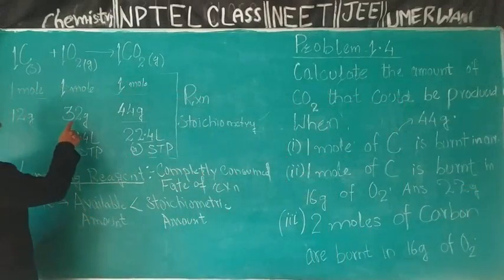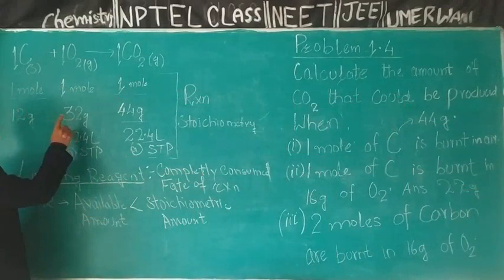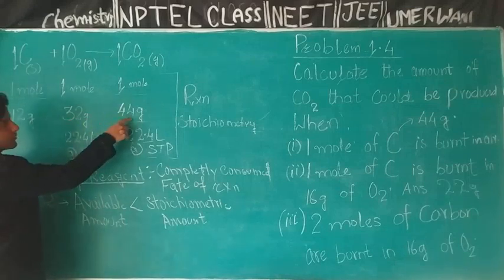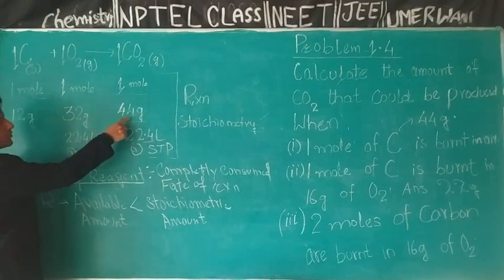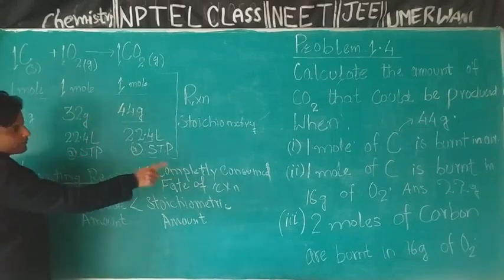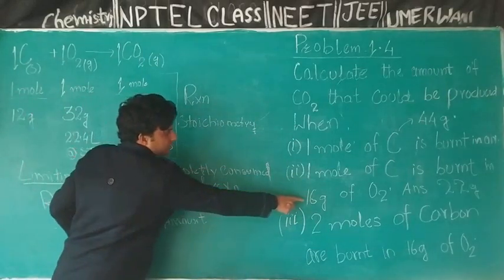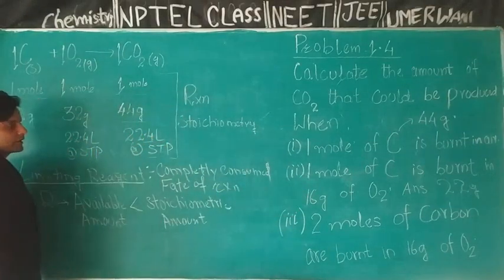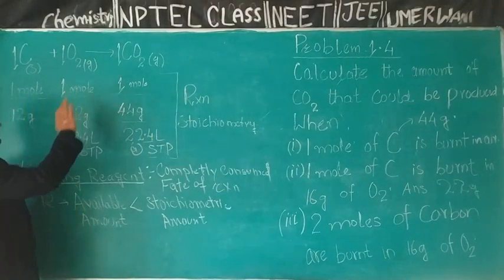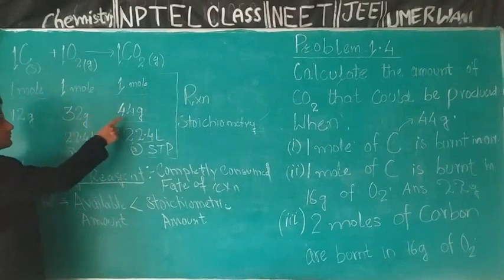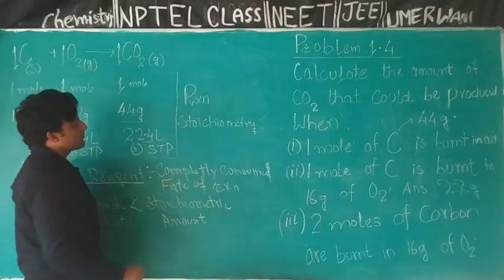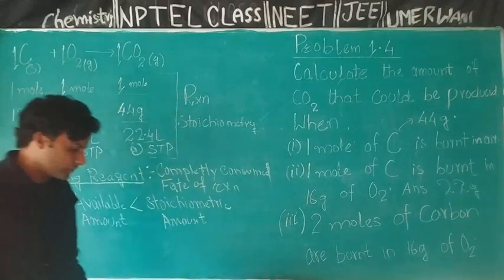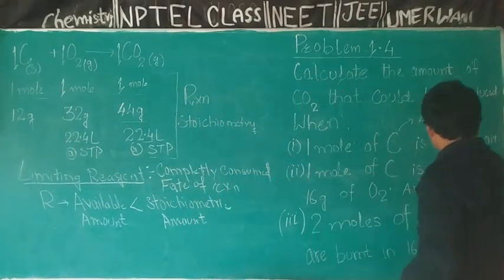See how I did it. I used reaction information conveyed by reaction stoichiometry that for 32 grams of oxygen, 44 grams of carbon dioxide are liberated. For 1 gram of oxygen, 44 by 32 will be liberated. Therefore, for 16 gram, which is the real mass of oxygen we use to carry this reaction, 16 gram of oxygen will produce 44 divided by 32 multiplied by 16, and it will come half of 44 equal to 22 gram. So, answer of part second is 22 gram.